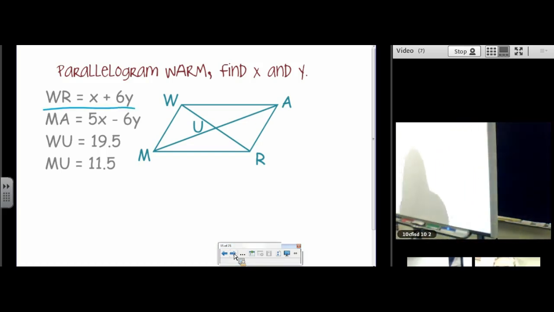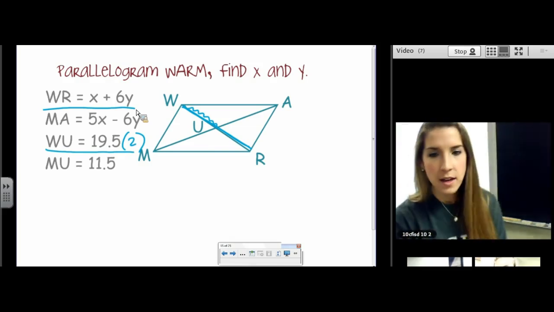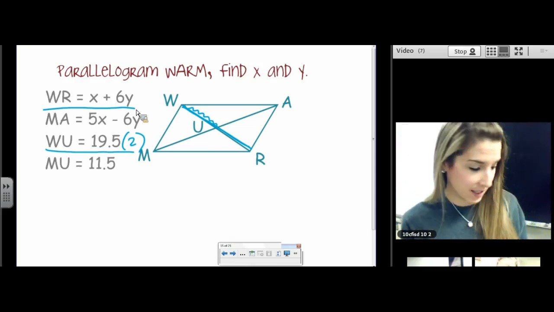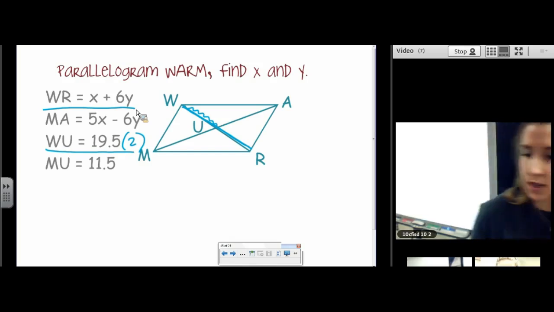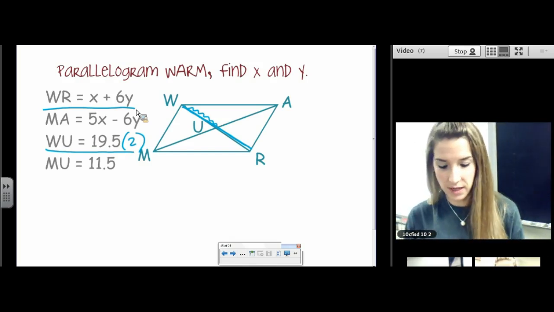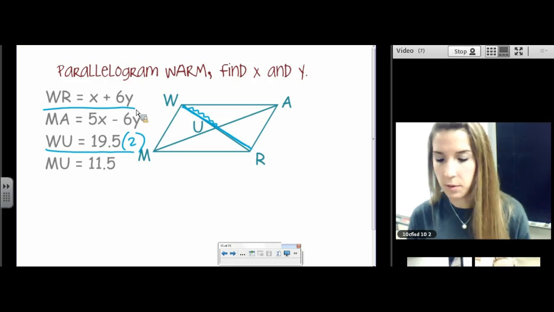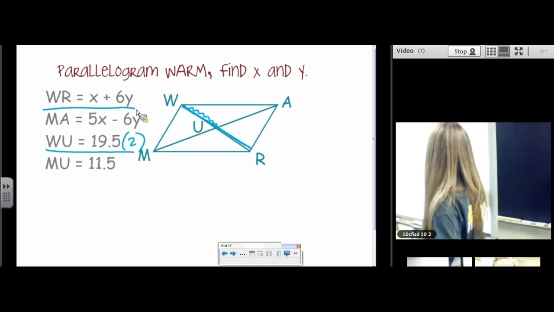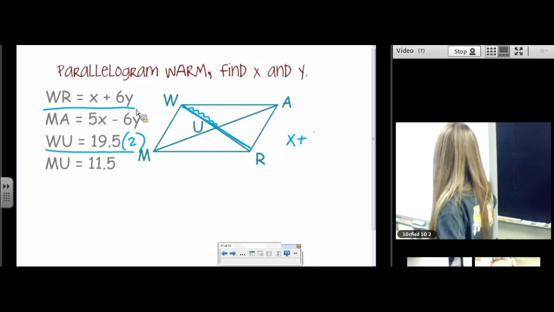WR is going to equal 2 times WU, right? Are we okay with that? Because the diagonals bisect each other, I know that I can just double WU and I'll have WR. So 19.5 times 2 is 39. So here's my first equation: x plus 6y equals 39.